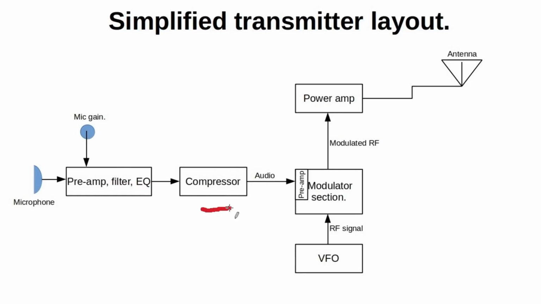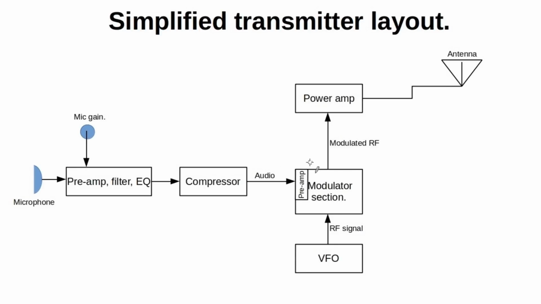Optionally, there might be a compressor in line there, which would compress the dynamic range of the voice, amplifying the lower level parts of the voice without amplifying the upper level, compressing that dynamic range down. It can give audio a little more punch, but it can also overdo things as well and contribute to the problem. The audio then would come into the modulator section of the radio, and this is where the audio that's coming in gets modulated onto the RF coming from the radio's VFO and produces the modulated RF that then goes to your power amp and eventually out your antenna. So that's basically how a transmitter works.